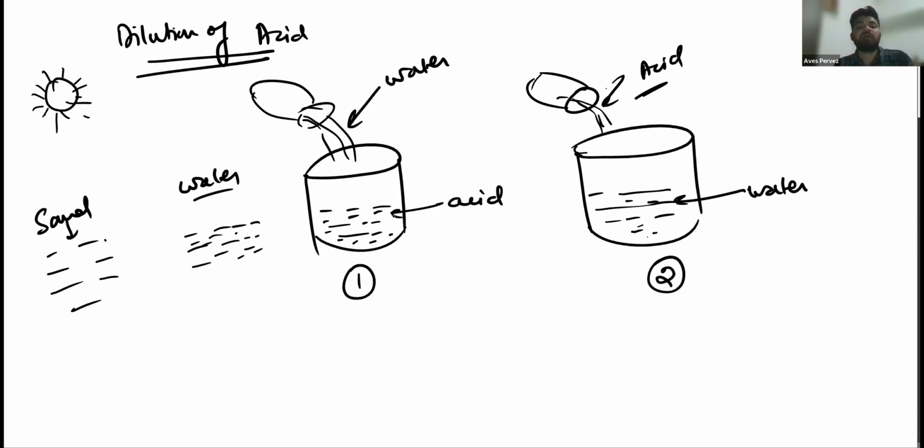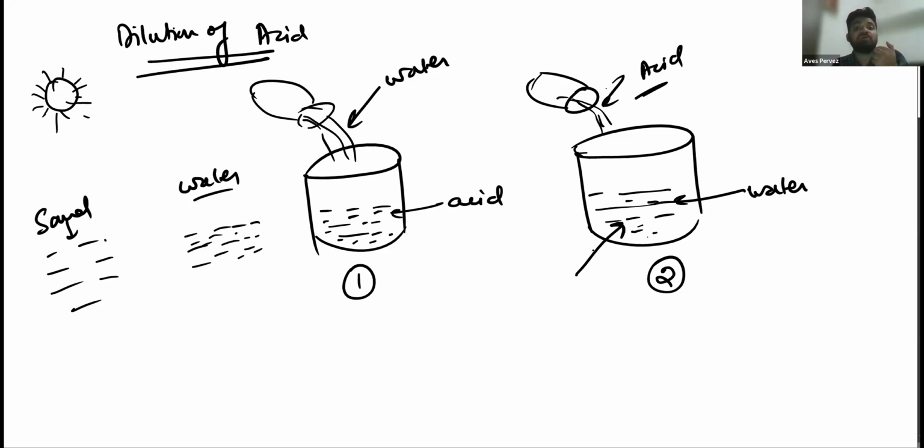When you are adding water to acid, the temperature will rise suddenly because acid does not absorb heat, so it will increase the temperature at a faster rate. While if you are adding acid to water, the temperature will not rise because the water will absorb the heat. The heat will be produced, but this time water is acting as the heat absorbent. Here, acid is acting as the absorbent, but acid does not absorb much heat, whereas water is a good heat absorbent.